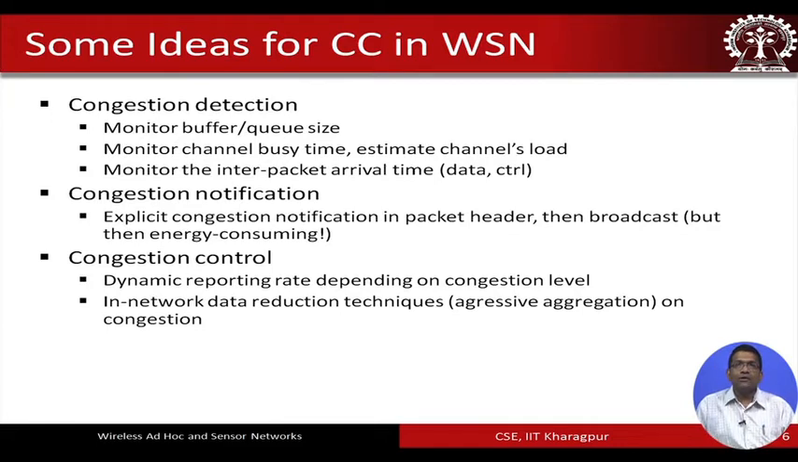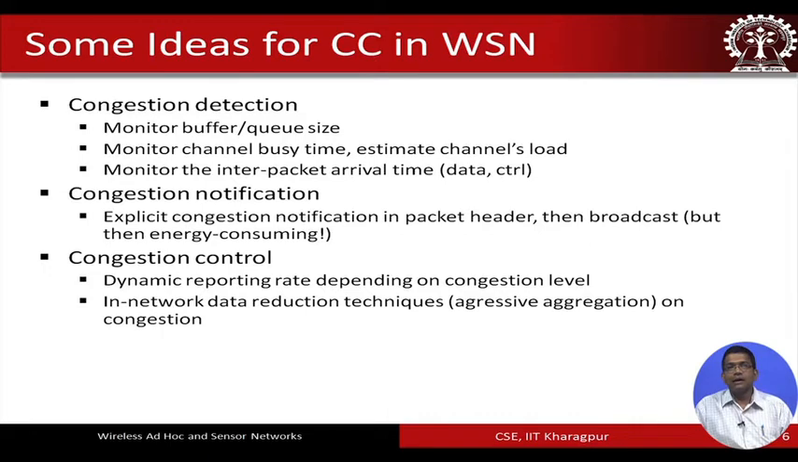The second step is congestion notification. Once congestion is detected, it has to be notified, typically to the source node. The node which has detected congestion has to explicitly notify in the form of setting a bit or something like that in the packet header, indicating that congestion is occurring. Either you notify the source node, or it can be broadcast, and some of the nodes in the neighborhood, and maybe all the nodes in the network, will eventually come to know that this is the place where congestion is occurring.